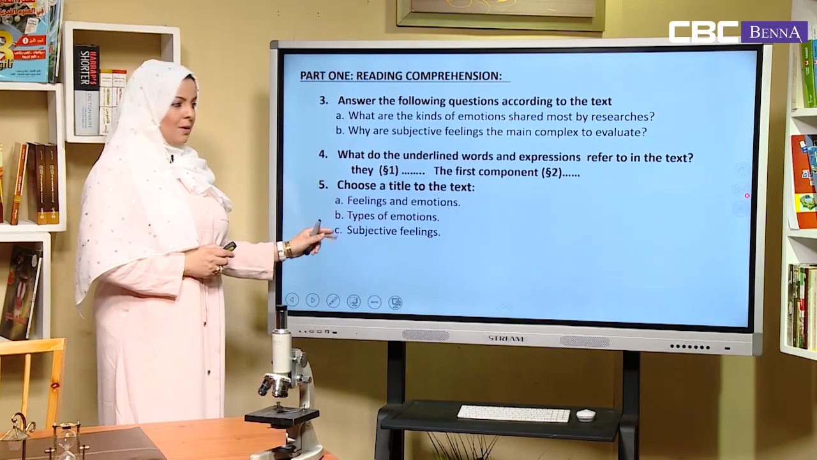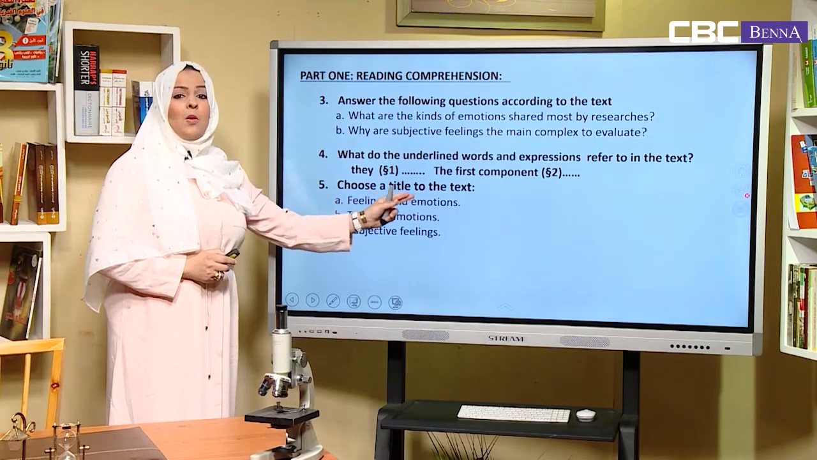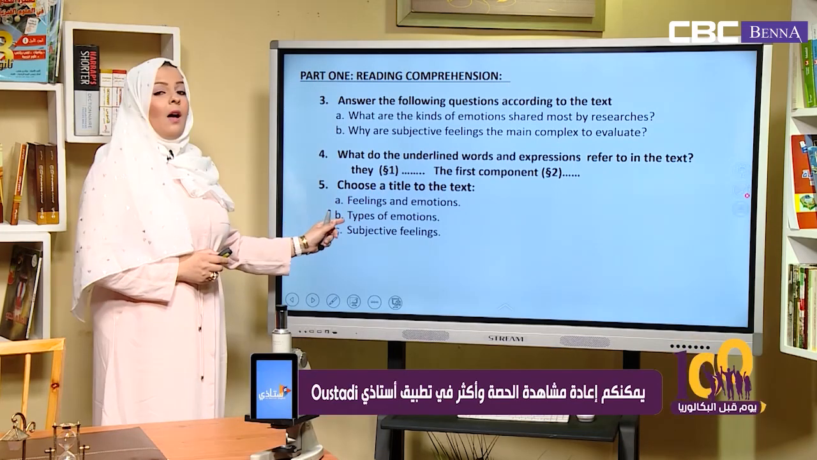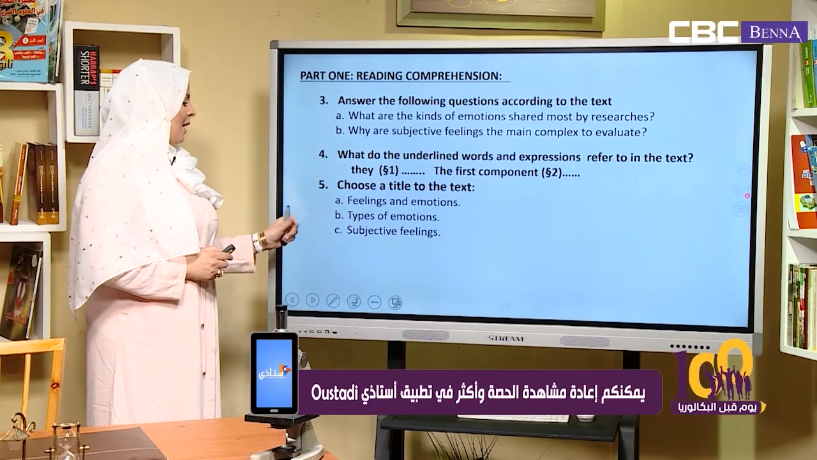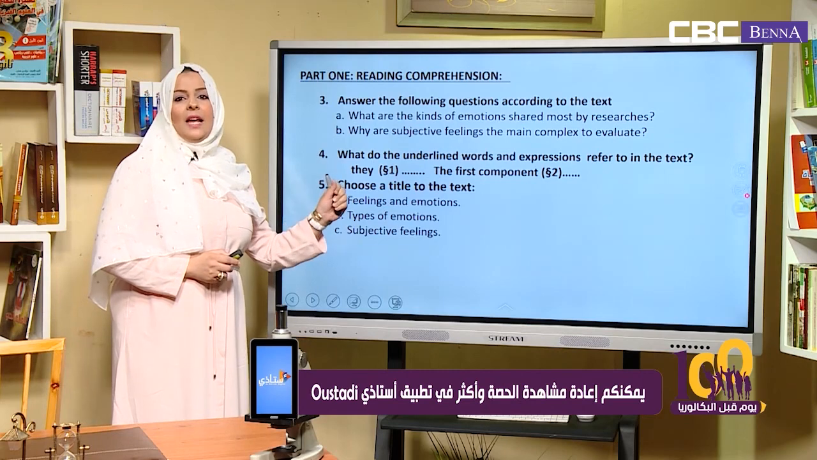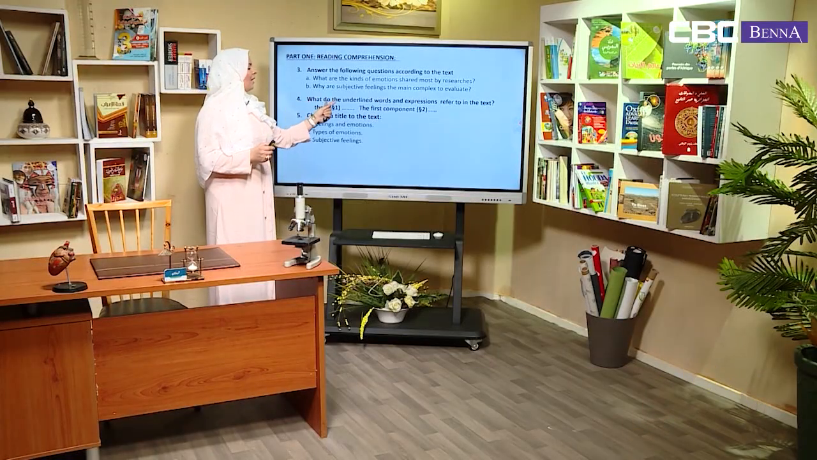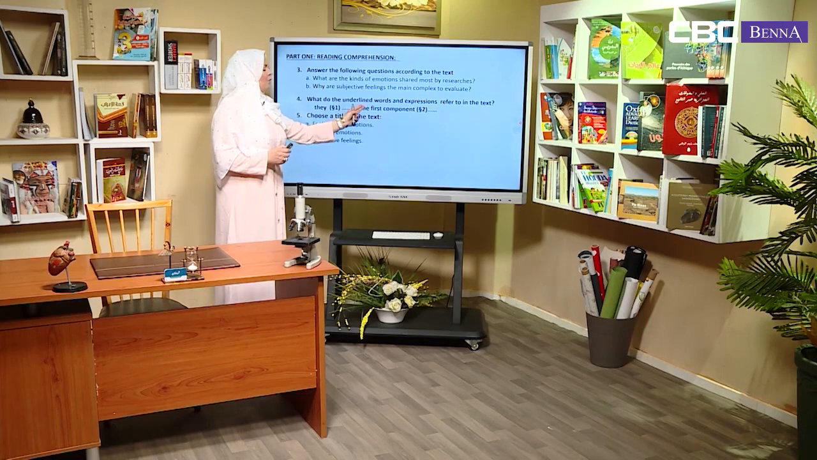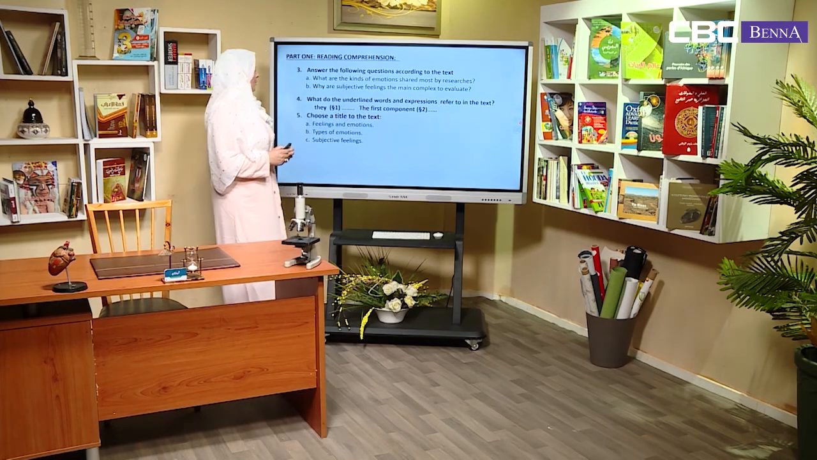You have 3 possibilities: A. Feelings and emotions, B. Types of emotions, and C. Subjective feelings. What do the underlined words and expressions refer to in the text? You have 2 words. You have "they". You are going to find it in paragraph 1. The first component, it is in paragraph 2.